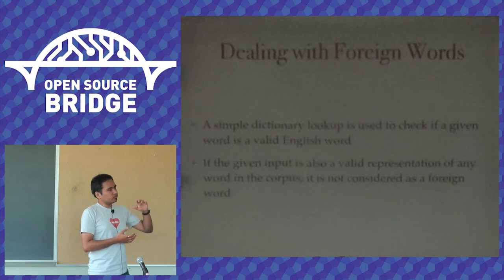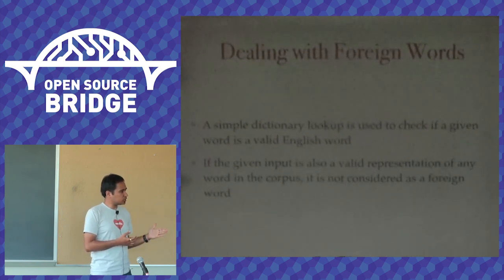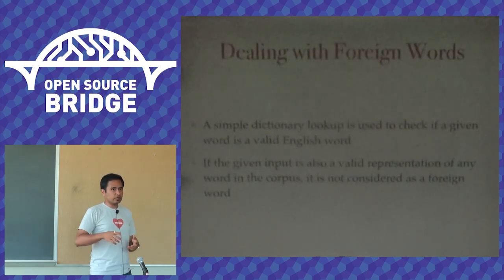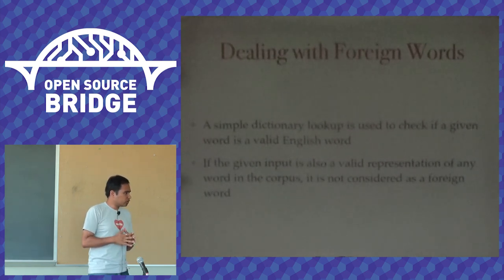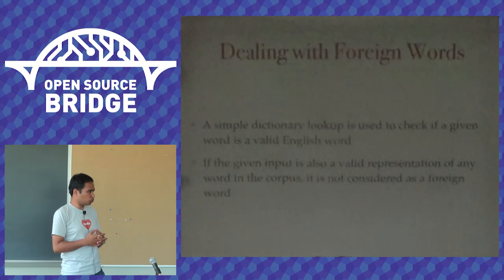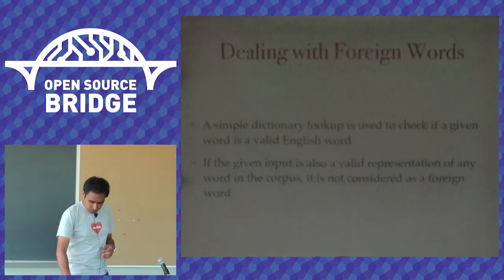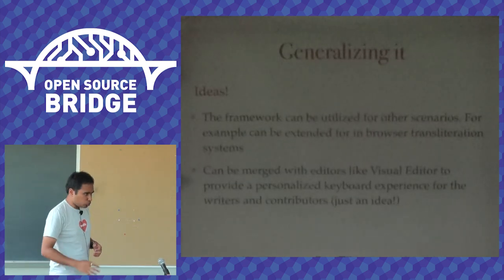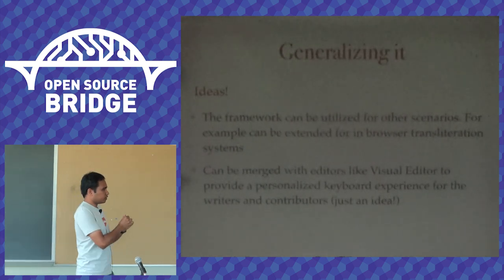But what happens if it finds the same thing in the English dictionary as well as in the Bengali dictionary? For example, computer will be in the English dictionary, and then there will also be a phonetic translation of just writing it in Bengali alphabets. In that case, it will give both of the suggestions, so that you can choose whatever you want.